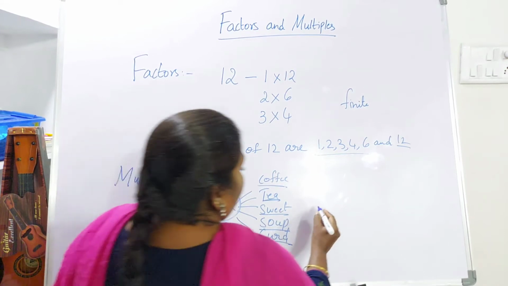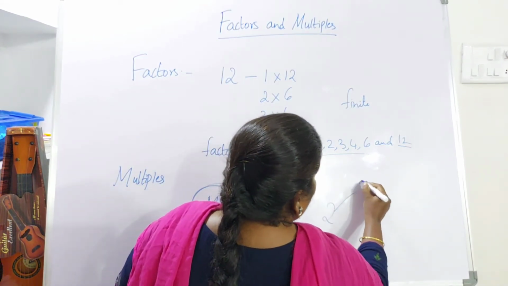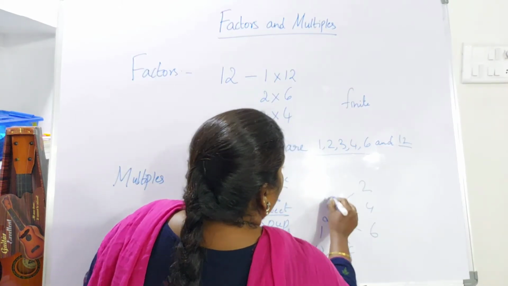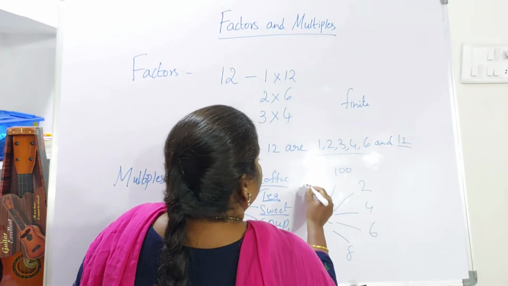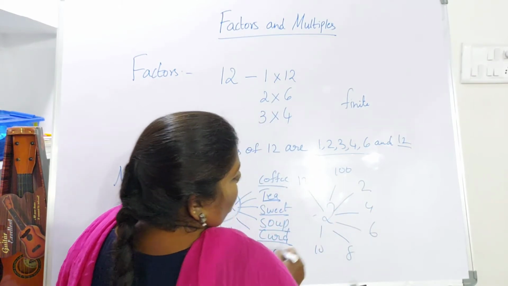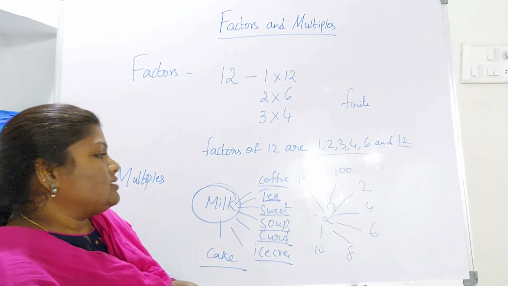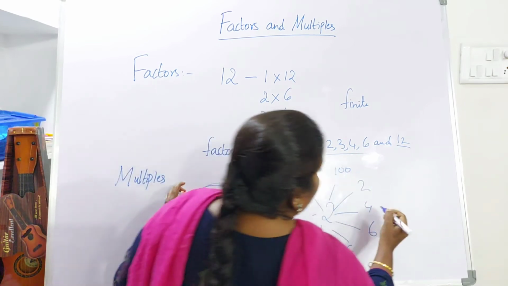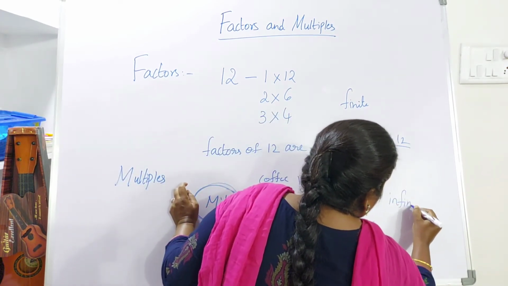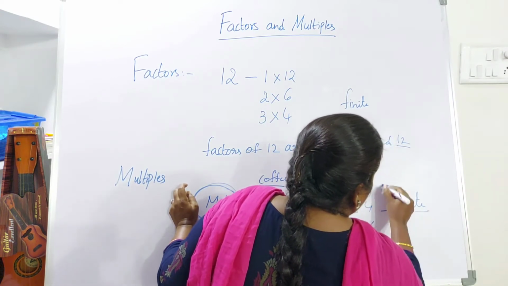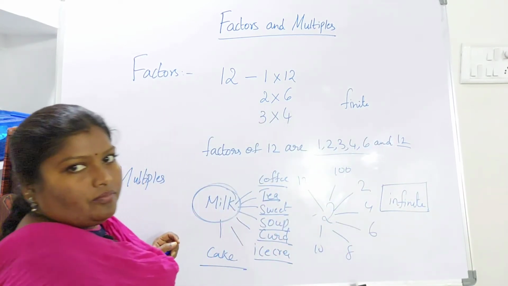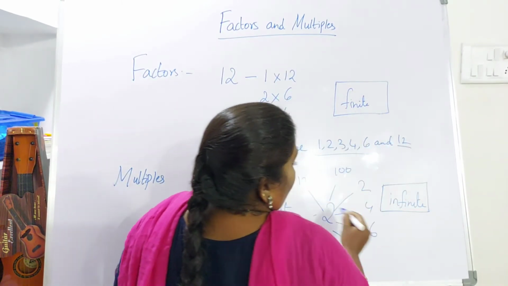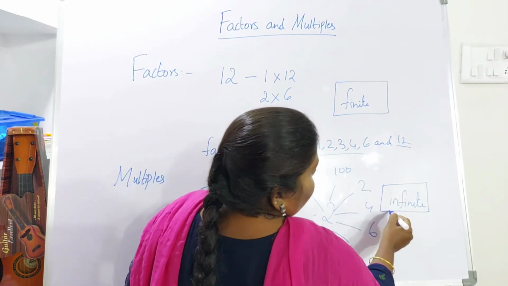In the same way, the multiples of 2 are 2 ones 2, 2 twos 4, 2 threes 6, 2 fours 8, 2 fives 10, 2 fifties is 100, 2 sixties is 120, and so on. There is no limit for these multiples, so I can say these multiples are infinite. What is the meaning of infinite? Infinite means not countable. Whereas the factors are finite, limited, the multiples are infinite.